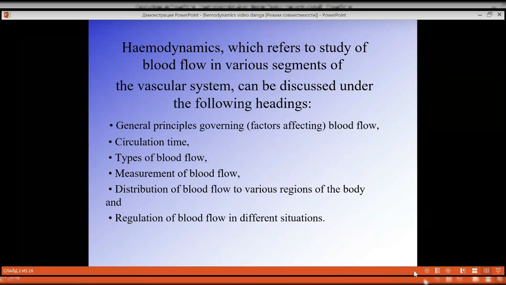It can be discussed under the following heads: the general principles and governing factors which affect blood flow, the circulation of the blood flow and its time, types of blood flow, measurement of blood flow, the distribution of blood flow to various regions of the body, and the regulation of blood flow in different situations.